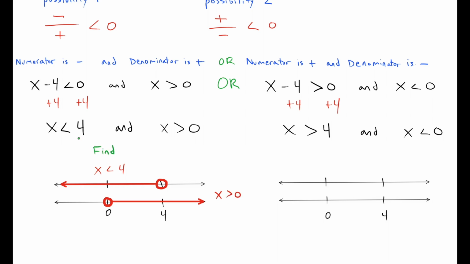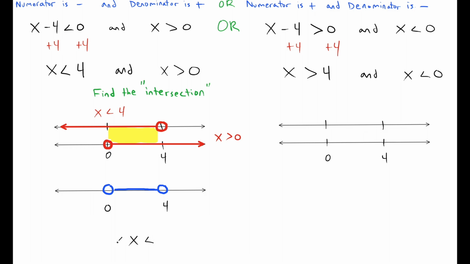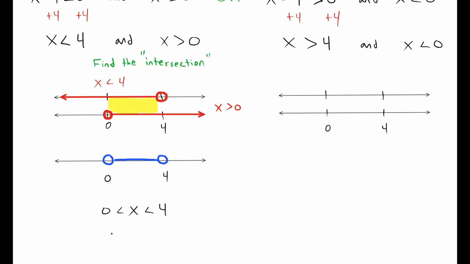When you use an AND with two inequalities like that, you need to find what's called the intersection. Intersection means where they overlap. So that would only be this region here. So then we join them together into one final result called the intersection, which looks like that. And so x is between 0 and 4. In interval notation, (0, 4).